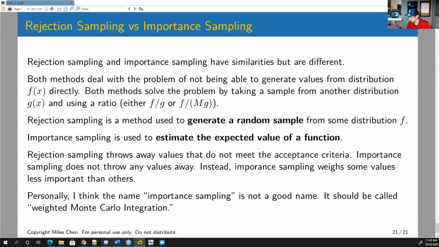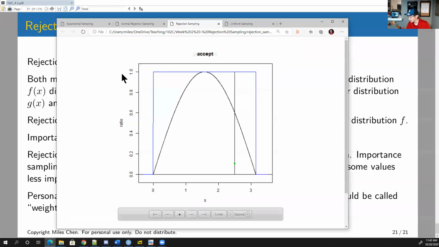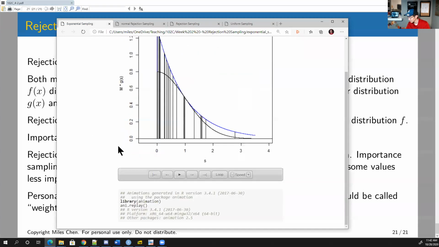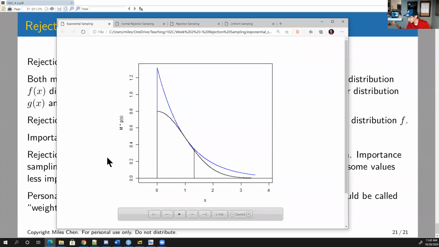Okay, let me show you some little animations that I've made. This first animation, I'll re-upload the PowerPoint with the extra last slide. I'll do that. This first animation is just going to show the exponential sampling.